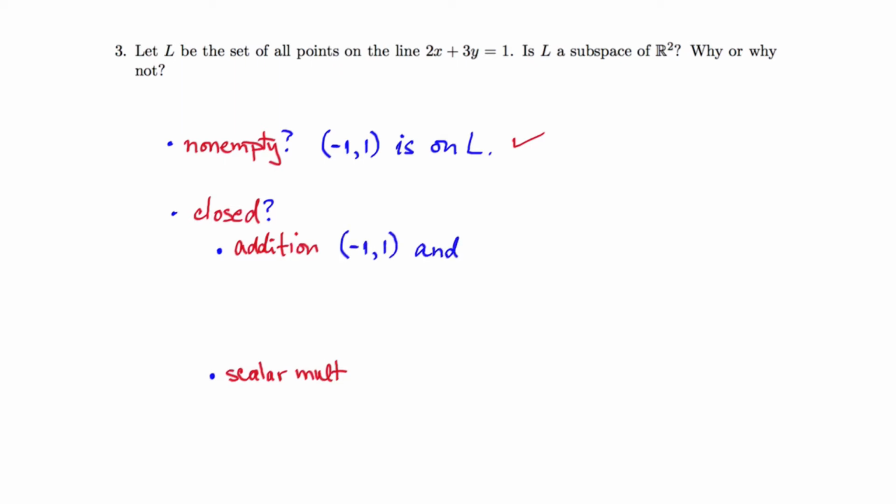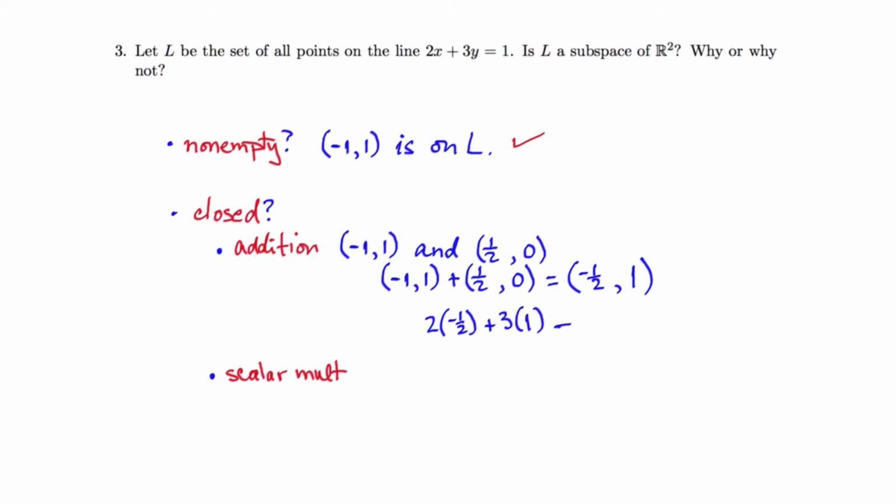I am going to choose -1, 1, and 1/2, 0. Both of those points lie on that line. You can check by just plugging the ordered pairs in. But when I add them together, I get the ordered pair -1/2, 1. And if I try to plug that into the equation, 2 times -1/2 plus 3 times 1, I get 2. I don't get 1. So the sum is not on that line, so that means it's not closed under addition because I found two specific points whose sum is not on the line. I've just proven that it's not a subspace.